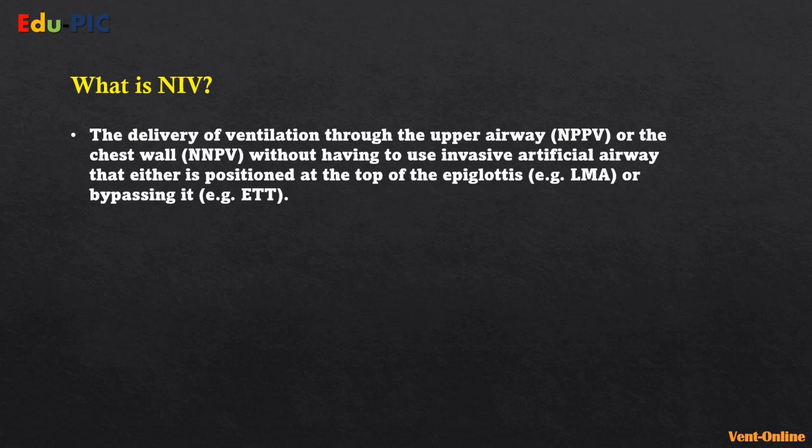invasive artificial airway. So invasive artificial airways can be placed on top of the epiglottis like laryngeal masks, or they can bypass the epiglottis and go down the airway as the endotracheal tube. So if you don't use any of those and deliver ventilation without using these modules, then you are delivering non-invasive ventilation.